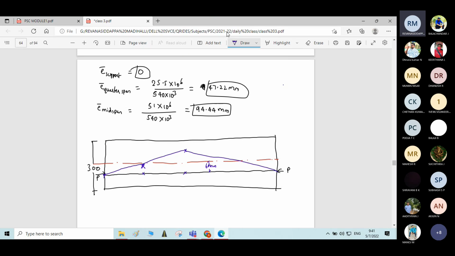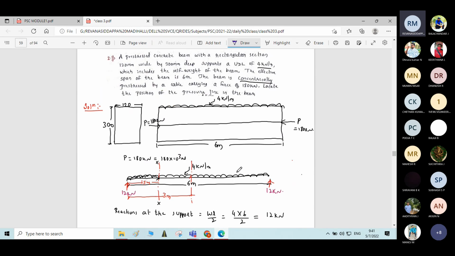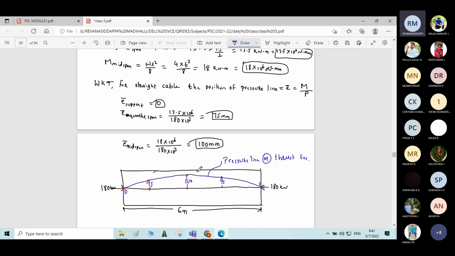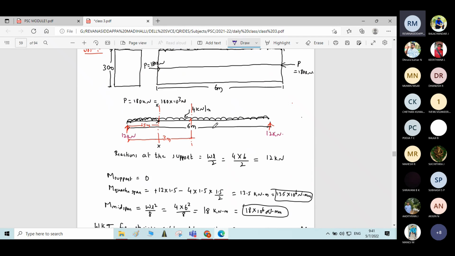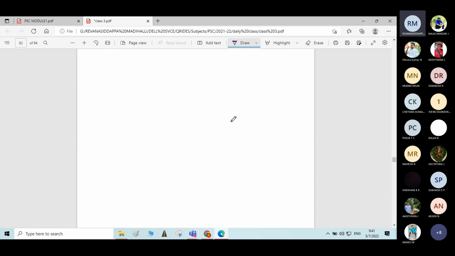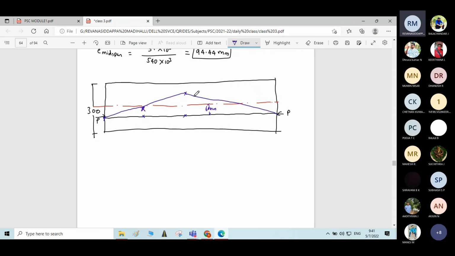Remember students, for a beam carrying UDL, the nature of the pressure line will be parabolic. For a beam carrying a concentrated force, the nature of the pressure line is triangular. Okay, triangular. So this is the pressure line or thrust line.